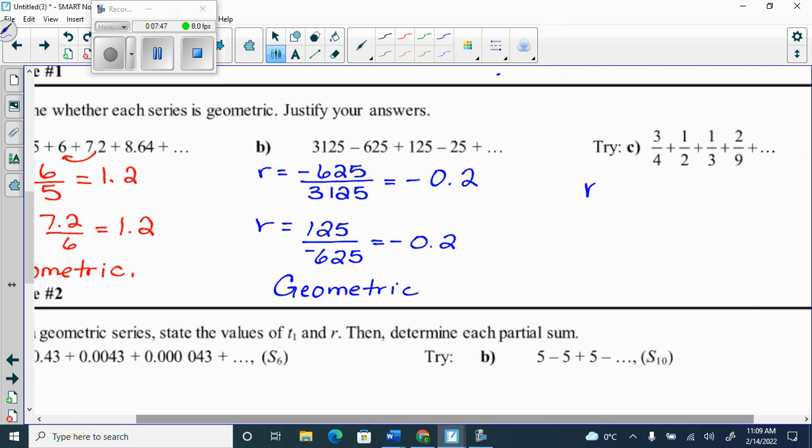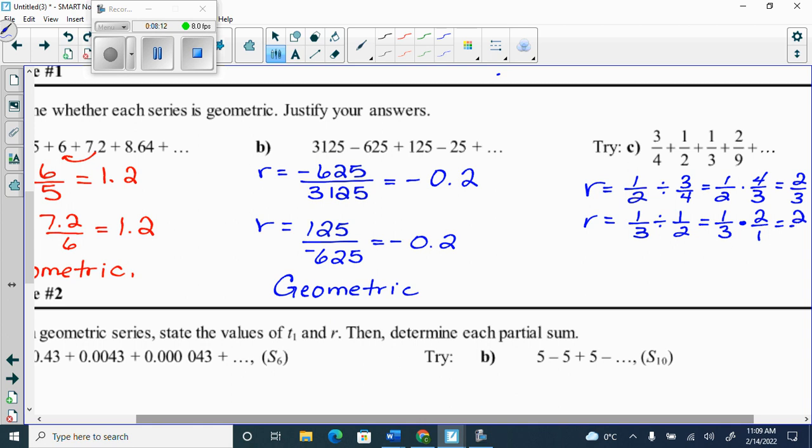So we do 1/2 divided by 3/4, which is 1/2 times 4/3, which is 2/3. And then we do 1/3 divided by 1/2. Remember, you can just type it in, but remember you multiply and flip. This would be 2/3. So it's geometric.